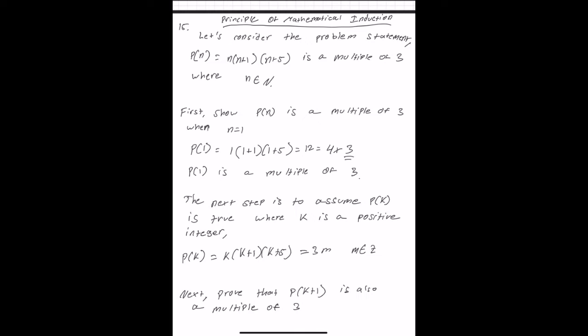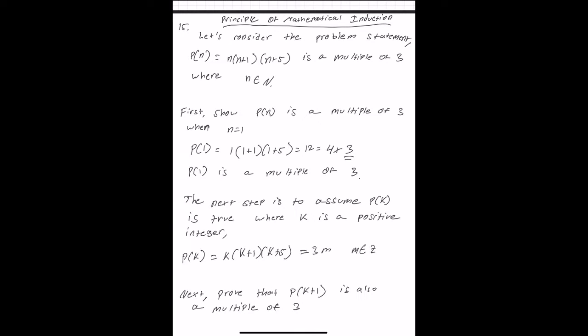Our first step is to show that P of n is a multiple of 3 when n equals 1. So here we have P of 1 equals 1 times 1 plus 1 times 1 plus 5 is equal to 12. And that can be simplified into 4 times 3, meaning P of 1 is a multiple of 3.